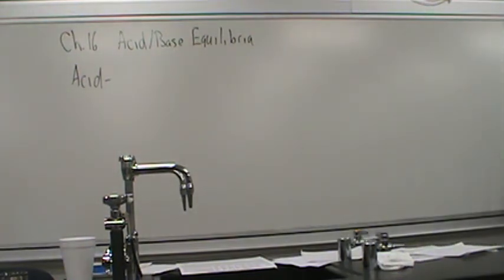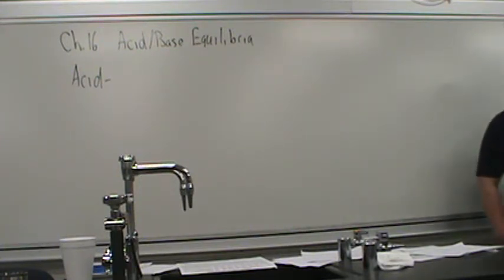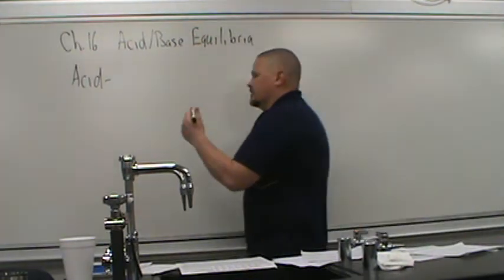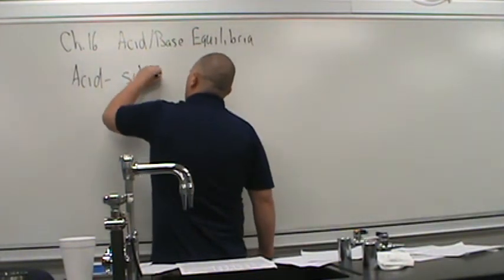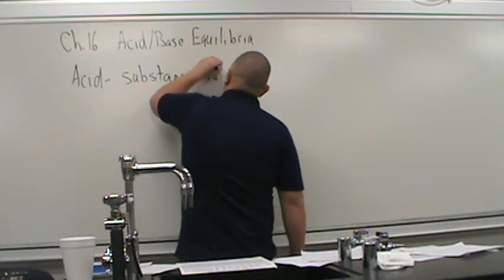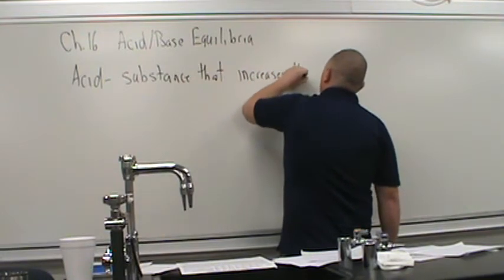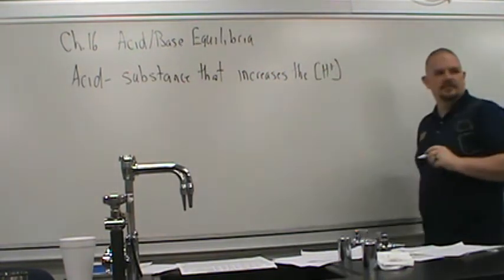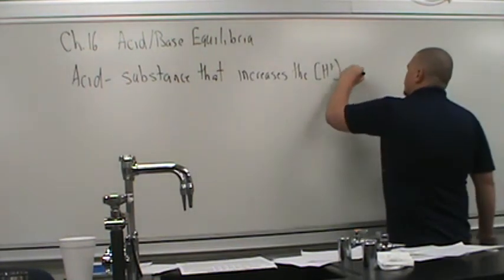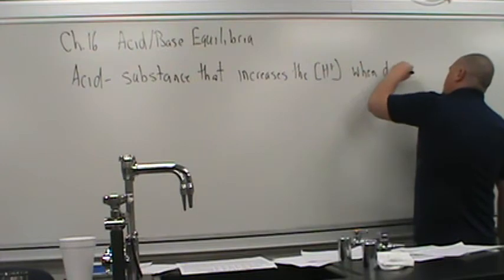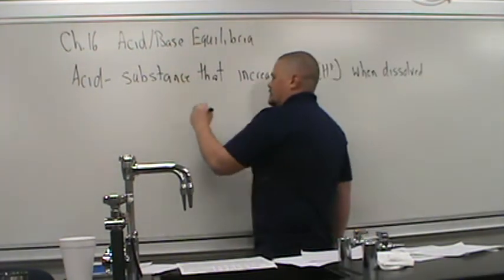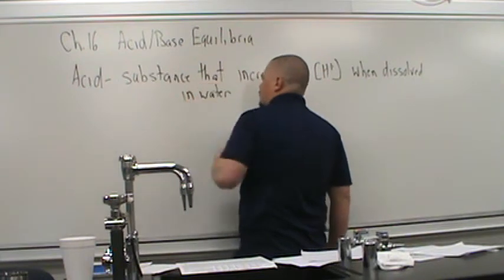Alright, well, since we're talking about acids and bases, how can we define what an acid or a base is? Honestly, there's more than one way of defining an acid and base. One way that we can define an acid: a substance that increases the hydrogen ion concentration when dissolved in water.